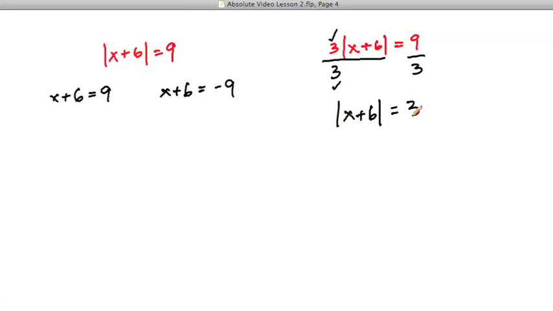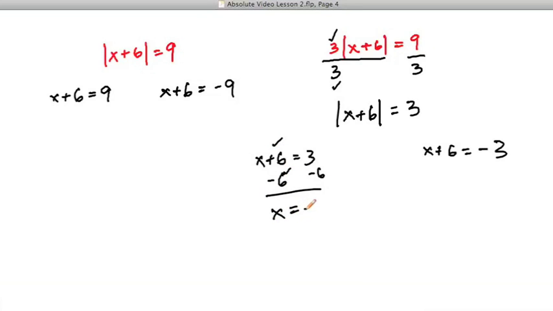9 divided by 3 is 3. Now I have the absolute value of x plus 6 equals 3. X plus 6 equals negative 3. And from this point forward, it should just be absolutely simple. Subtract 6. X equals negative 3. Subtract 6. X equals negative 9. So we have our two answers.